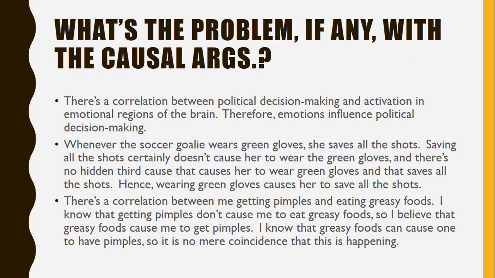All right, so let's look at the next set of problems. What's the problem, if any, with the causal arguments? For the first one, there's a correlation between political decision-making and activation in the emotional regions of the brain. Therefore, emotions influence political decision-making. So what are the problems, if any?